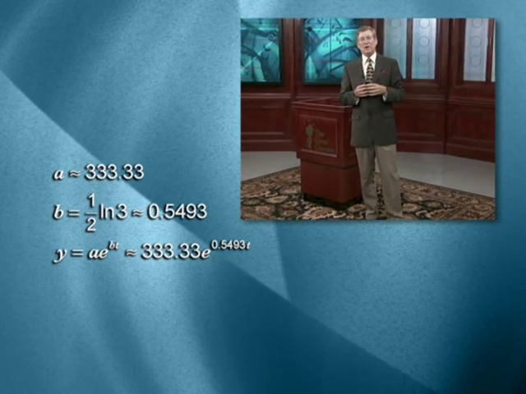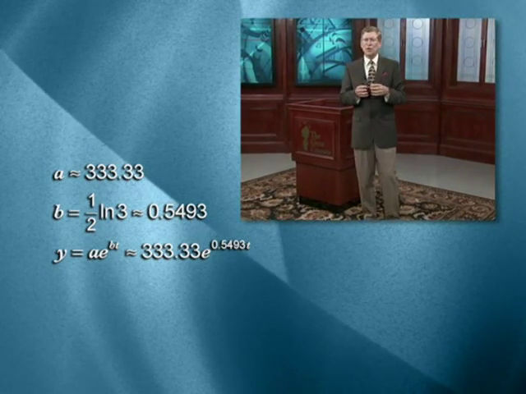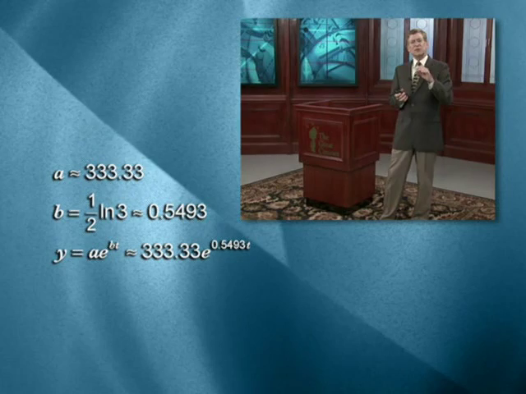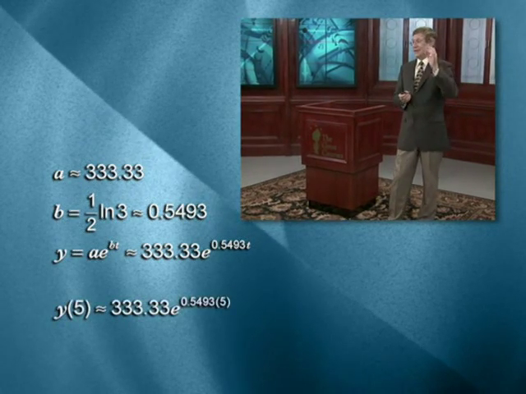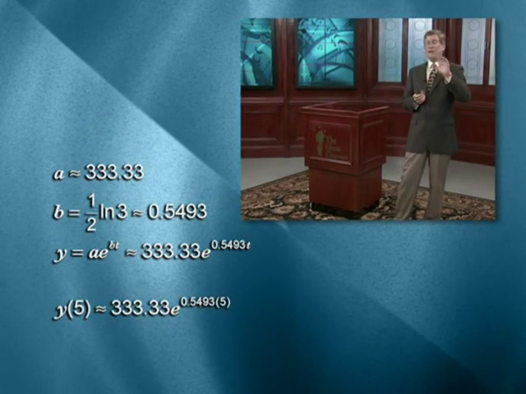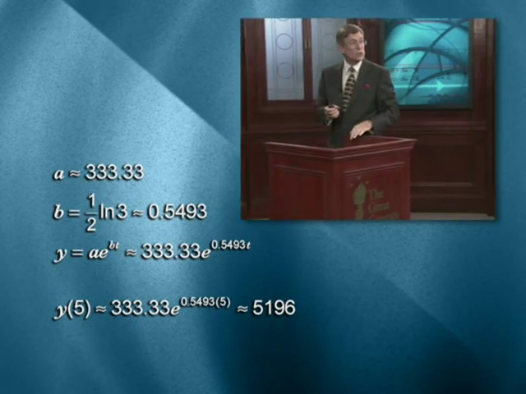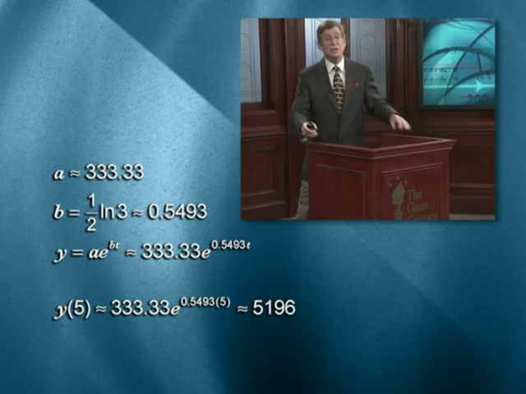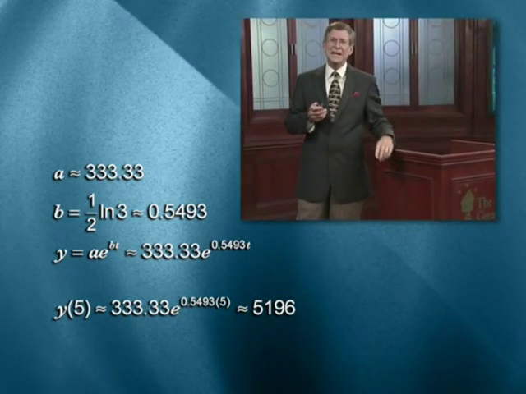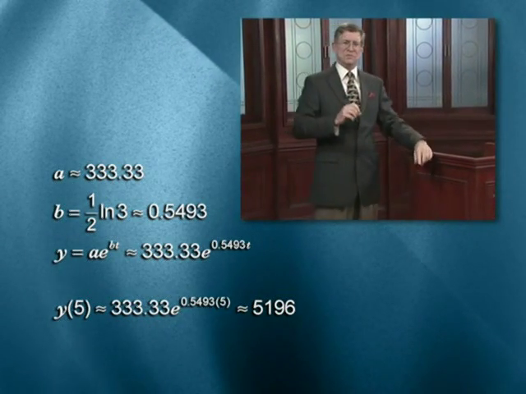Okay, so there's our model. Not a very pleasant model. We asked the question, what happens after 5 days? Plug in 5. When you plug in 5, and with your calculator, you determine that you have about 5,196 fruit flies. Let's look at a picture of this model.